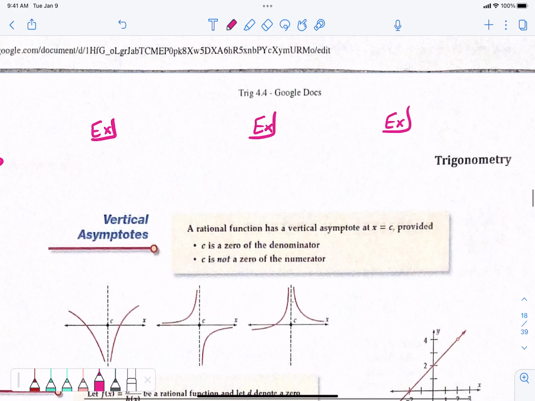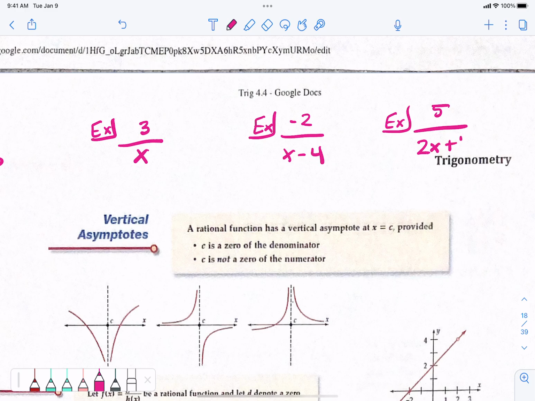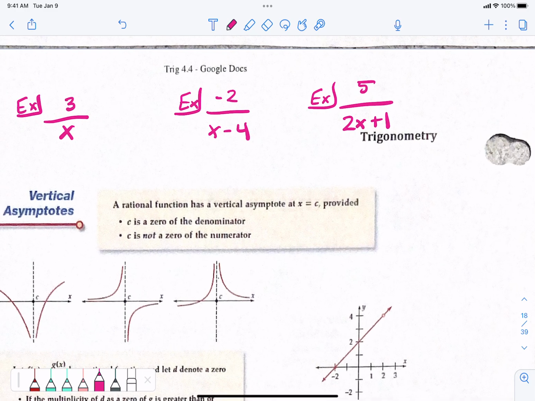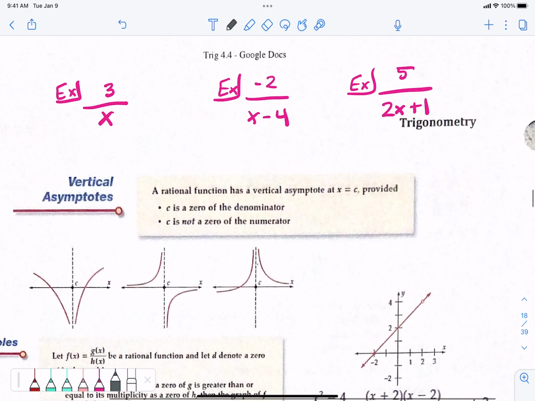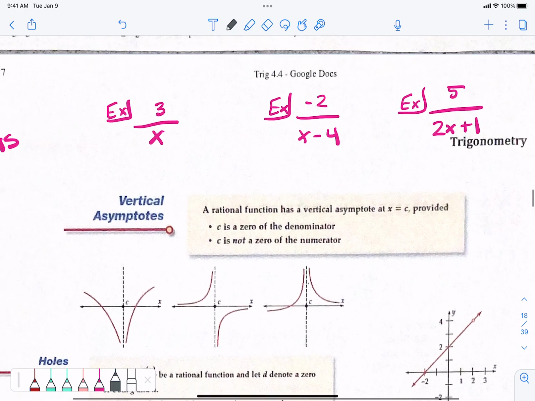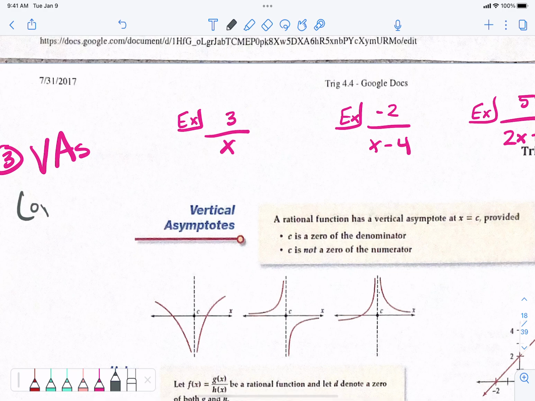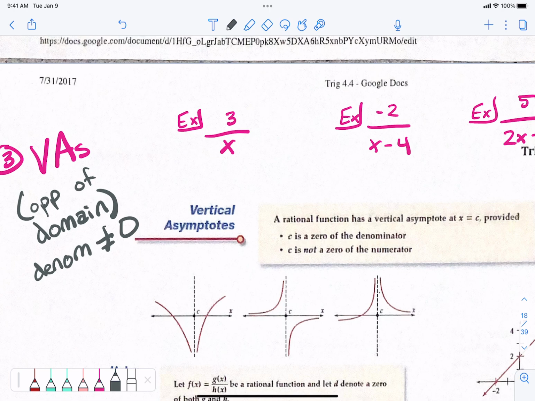Okay? Let's say I have 3 over x. Let's say I have negative 2 over x minus 4. And let's say I have 5 over 2x plus 1. Okay? Let's say I have those. When you're trying to find the vertical asymptotes, it's where the domain poops out, right? And so I'm going to say opposite of domain. When we're analyzing or finding the domain, we're setting the denominator, D-E-N-O-M, not equal to 0, right? Like we don't want the bottom to be 0.